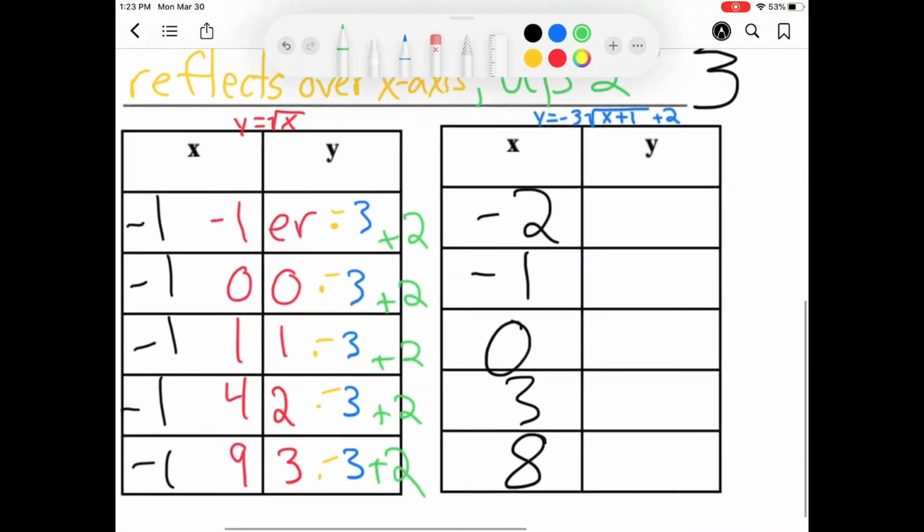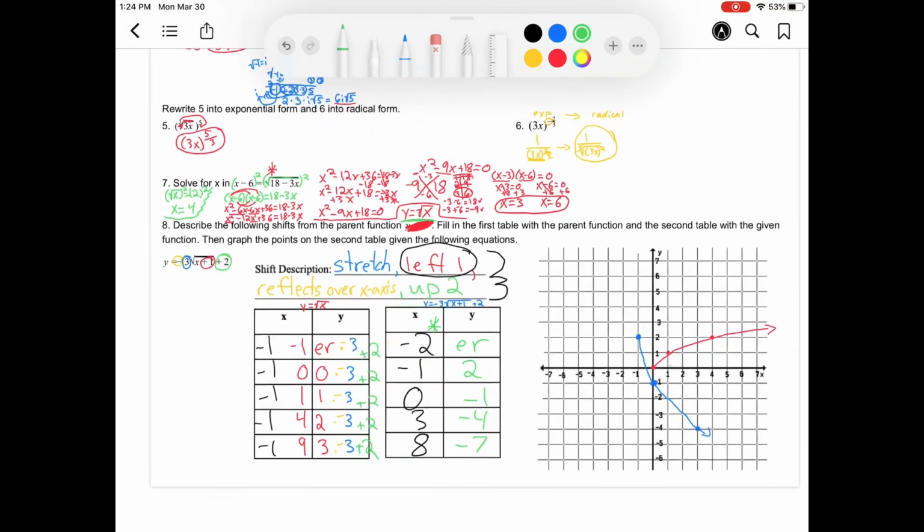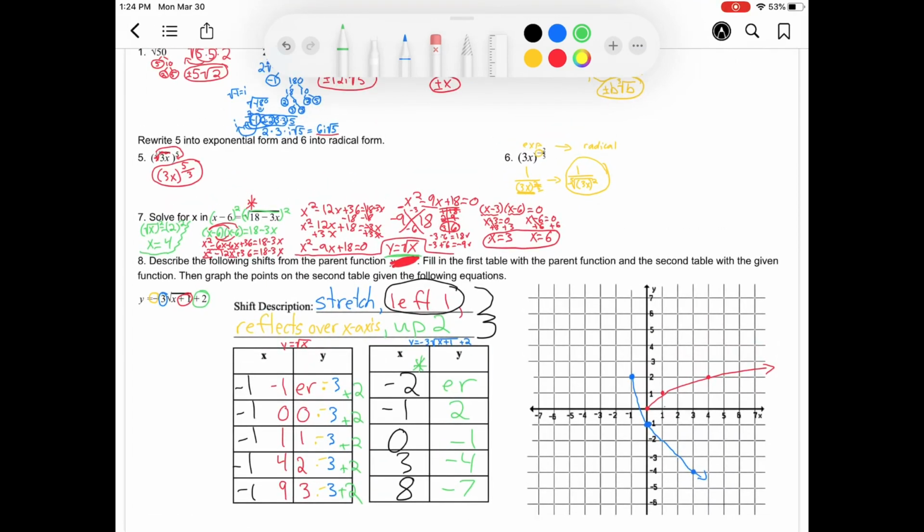So you can either go in there and mathematically do it, or you can go to your graphing calculator, use these x values that I just showed you how to do earlier, and find your y values through there. But your y values should be 2, -1, -4, and -7. Once you get those, that would be your graph for number 8.